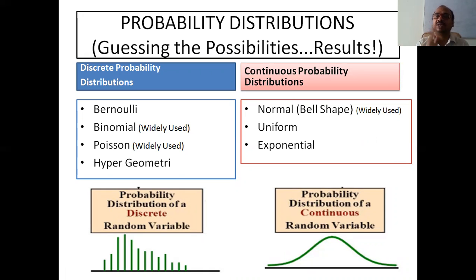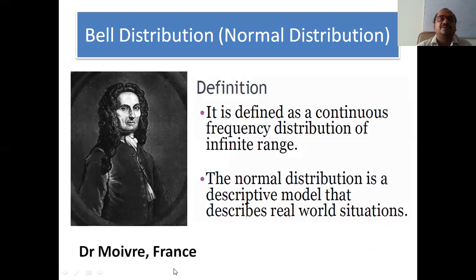Bell distribution or bell shape, very widely used. And this comes under the continuous probability distribution. And your curve will be like this. See here how the curve will be, just like a hill. Your curve will not be like this. Bell distribution is also called normal distribution.